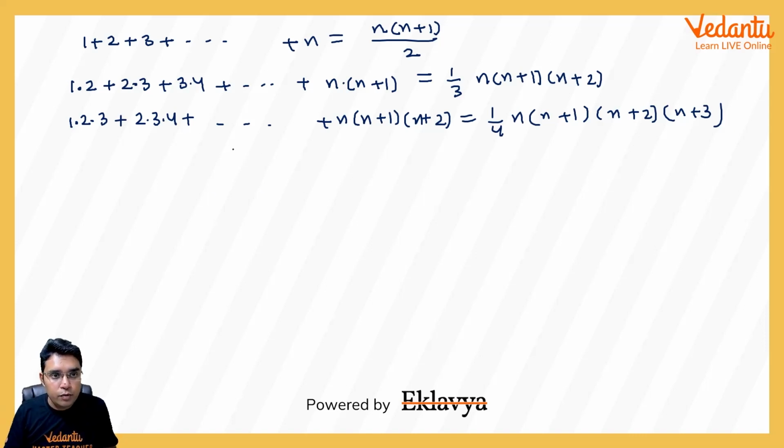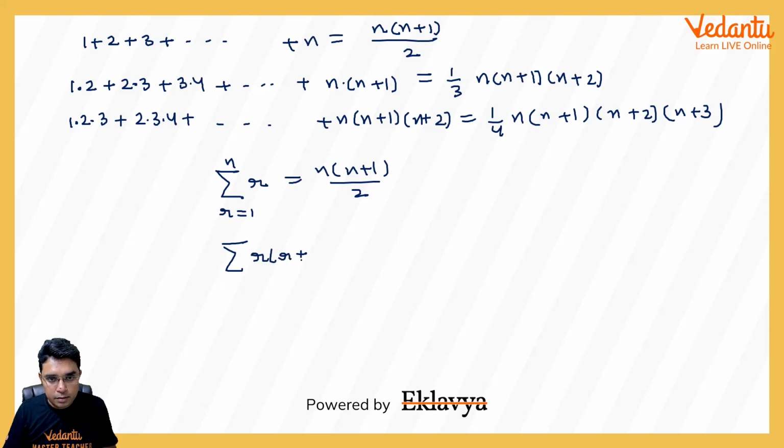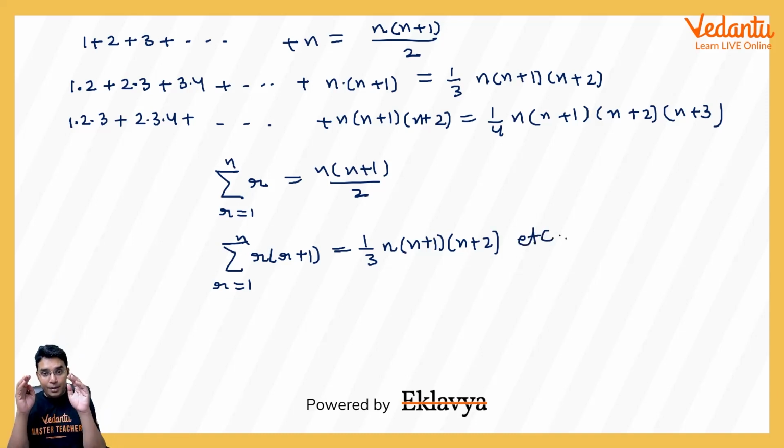So tell me, all of you, can I say that summation of the first one was r, so it is n into n plus 1 by 2, r is starting from 1 to n. If we take r into r plus 1, so this is r equal to 1 to n, and this comes out to be 1 by 3, and it will be n into n plus 1 into n plus 2, and so on. I will not write all, but please remember these results, they will be very, very useful.